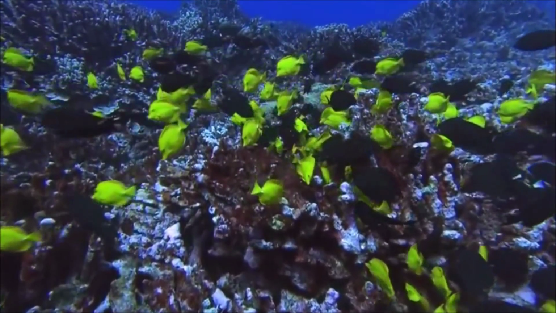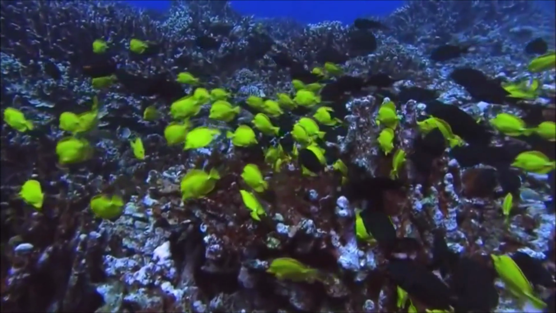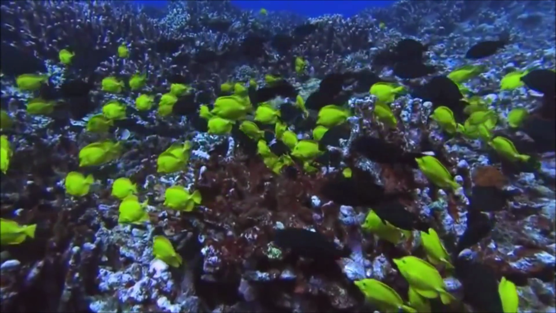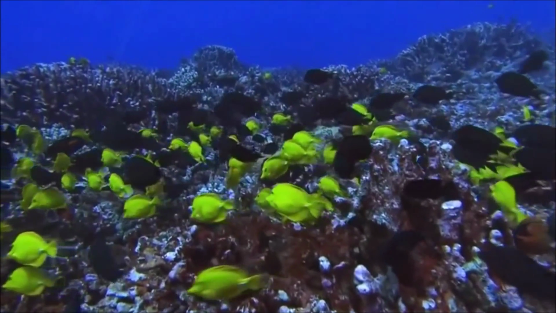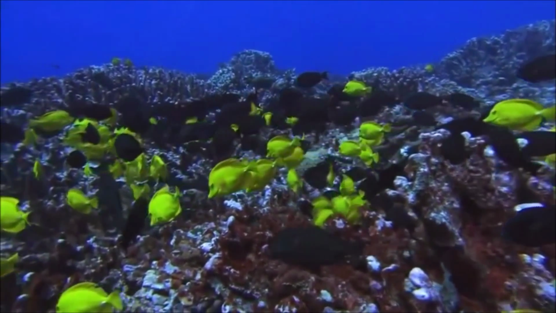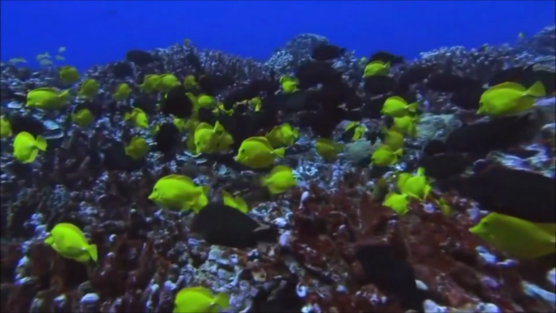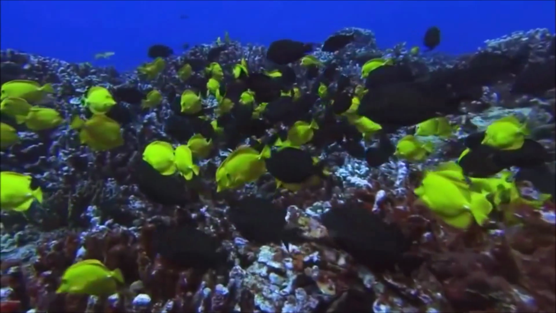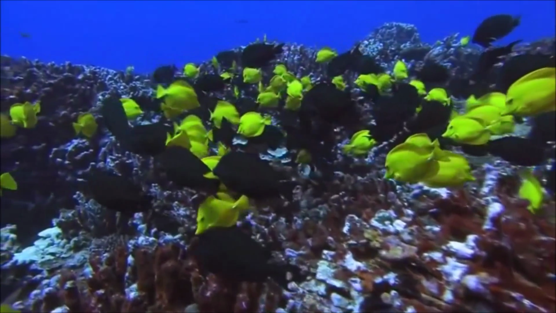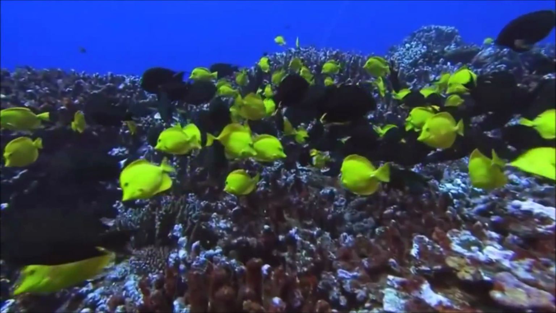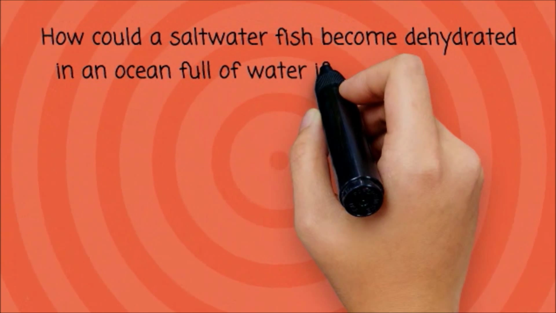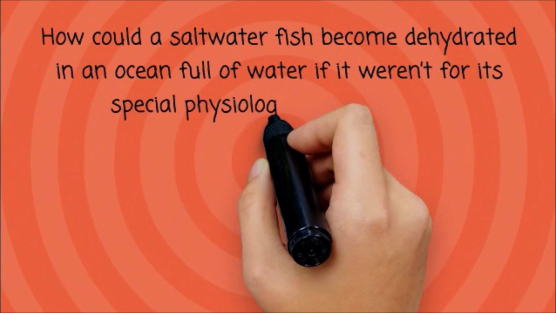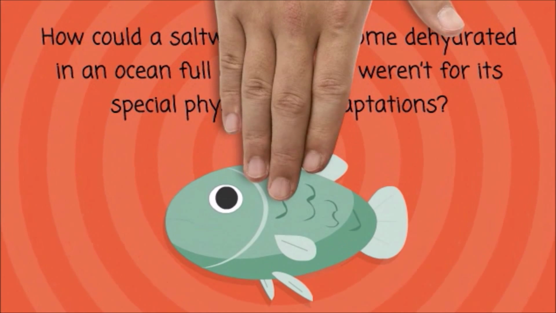So now that we have an understanding of what osmosis is and how it can cause a movement of water through a semi-permeable membrane into and out of an organism's cells, depending on the solvent and solute concentrations found outside in the environment relative to the concentrations found inside the cells, let's go back to our original question. How could a saltwater fish become dehydrated in an ocean full of water if it weren't for its special physiological adaptations?